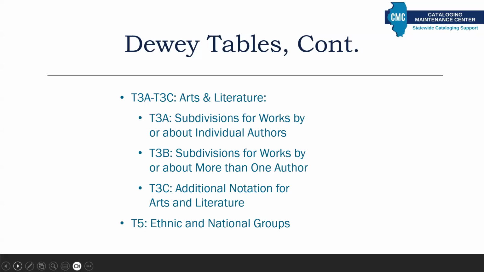T3C. This table allows for additional notation for arts and literature subjects. This covers the standard subdivisions as well as 1, arts and literature displaying specific qualities of style, mood, viewpoint; 2, literature displaying specific elements; 3, arts and literature dealing with specific themes and subjects; 4, literature emphasizing subjects; and 8 to 9, literature for and by groups of people.